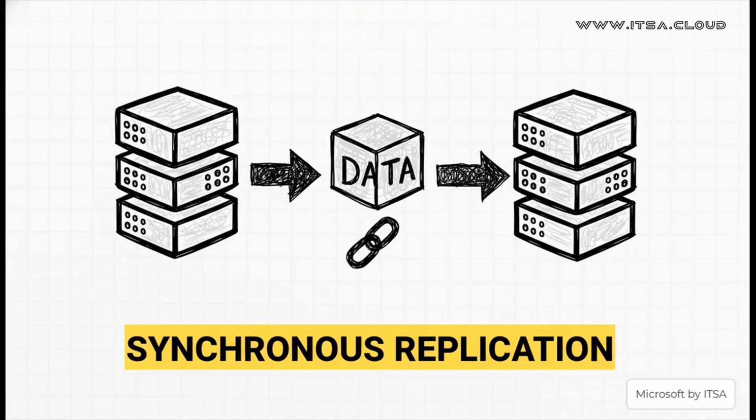The secret sauce that makes that instant failover possible is something called synchronous replication. What this means is that every single time a piece of data is written in Site A, it has to be written at the exact same moment in Site B. Only then does the system confirm the write is complete. The data in both locations is always in perfect, identical lockstep.